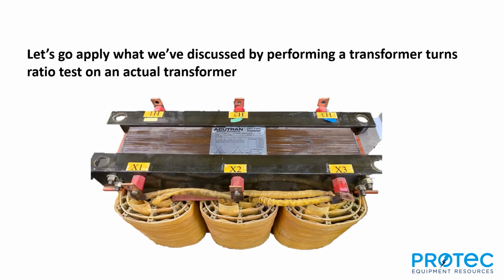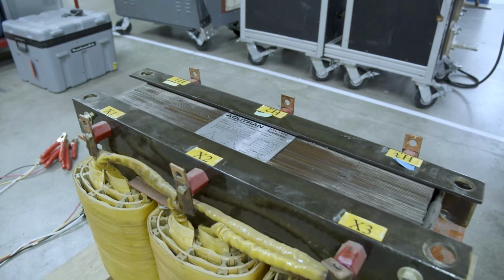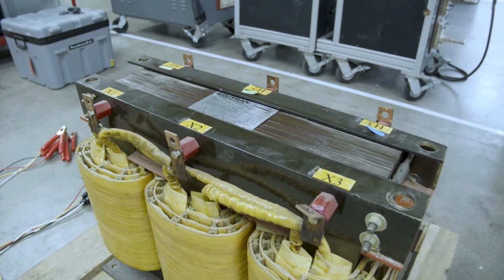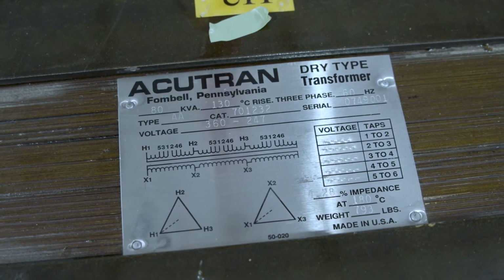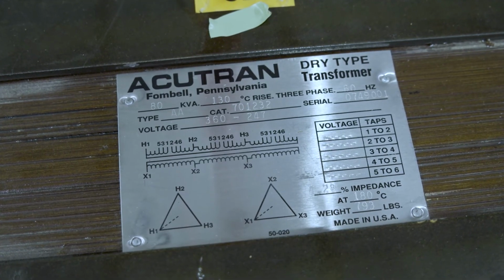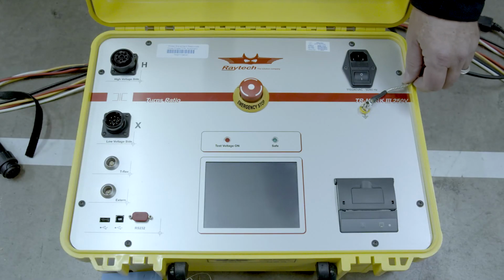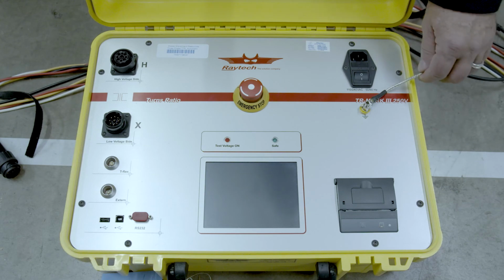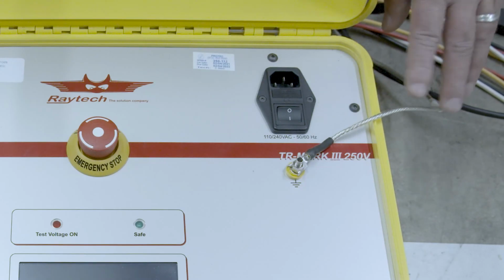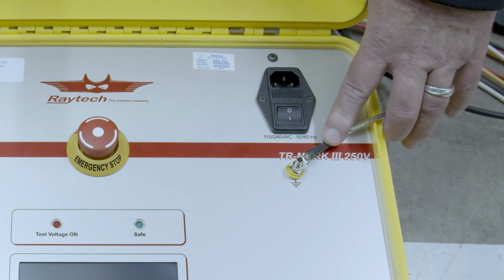Then if we go on to the next slide, it's our cue to just say, let's take these things that we've learned about transformer turns ratio testing and let's go apply them to this specific transformer. So let's make some practical application of what we've learned about transformer turns ratio testing. Let's start with some features of the test set. The first, and maybe one of the most important, is the equipment ground. As you can see here, it's an external connection to the test equipment, grounding the outer case of the equipment.